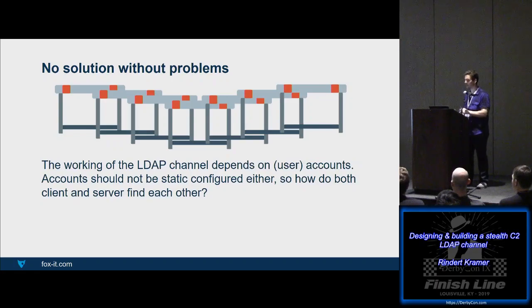And the last one, the whole LDAP channel depends on working user accounts. And I didn't want to configure user accounts statically. So how do both client and server, Alice and Bob basically, find each other independently?